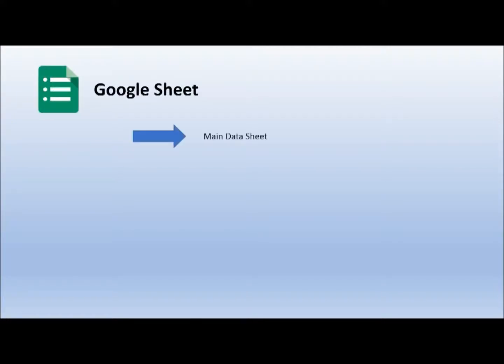So what you will need is, first off, a Google Sheet. In this Google Sheet you will have a main data sheet where you will store all your data. Then you will have a parent sheet and a child sheet, the function of which I will explain in a short while. And then, of course, you will have a Glide app to show all your content.